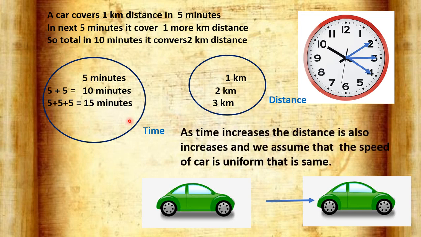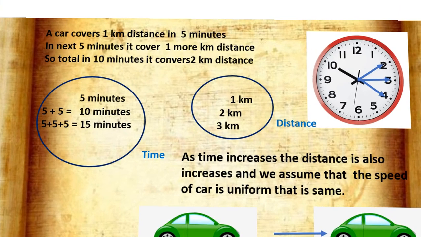Here we understand that as the time increases, the distance is also increasing, and we assume that there is no up and down in the speed. That means the car is going with the same speed. The same speed is known as the uniform speed. So here we understand that.